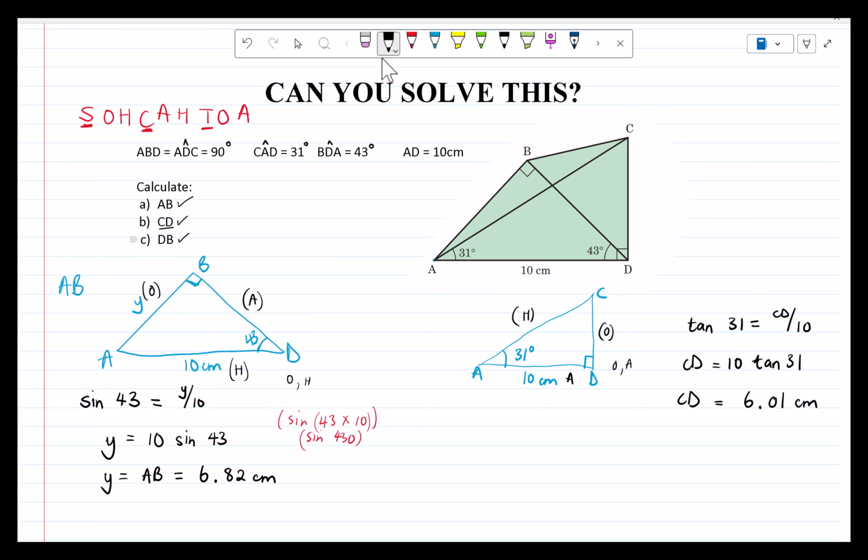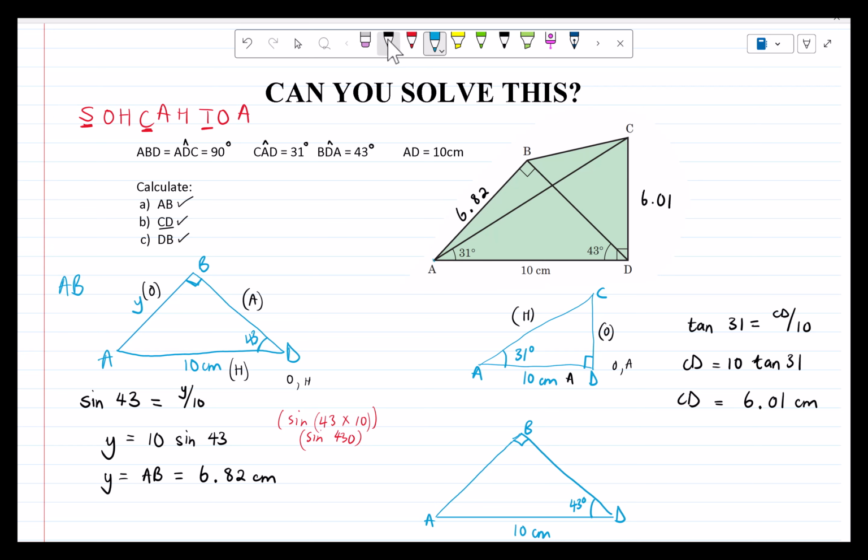And lastly, we want to look at DB. And looking at the values that you now have, we have AB, which is 6.82. We have got CD, which is 6.01. And now we want to find DB, which is this line right there. So again, we can simply redraw the diagram. So this is A, this is B, and this is D. Our AD is 10 centimeters. Our angle D, that is 43 degrees.